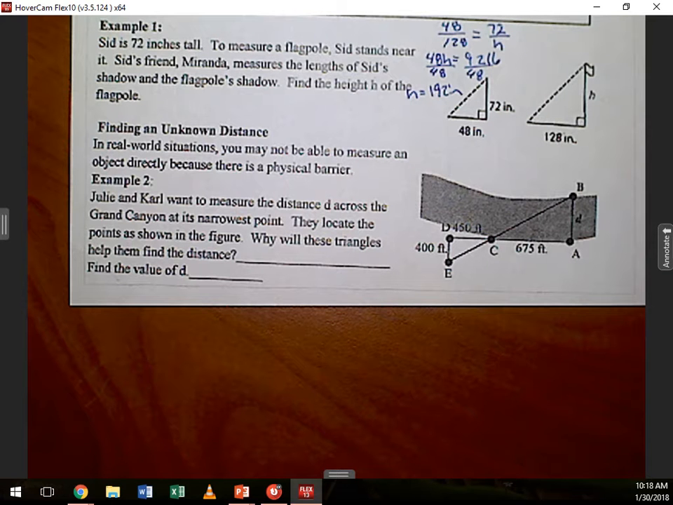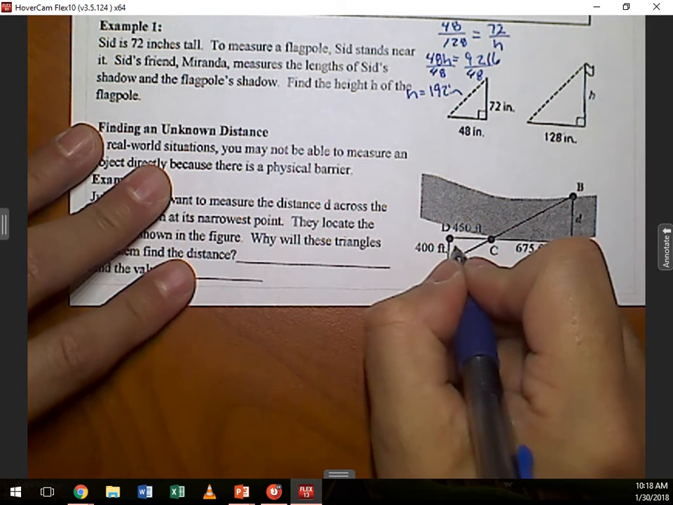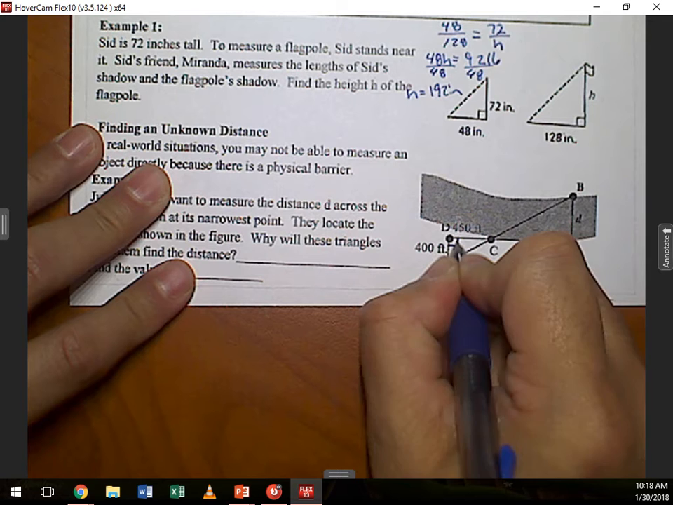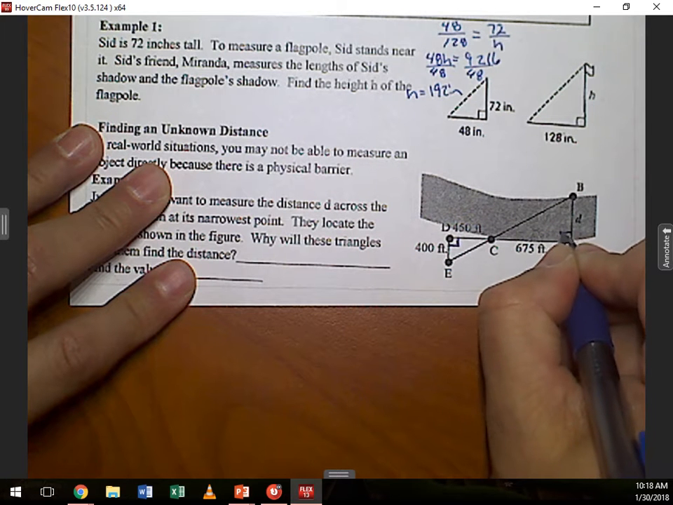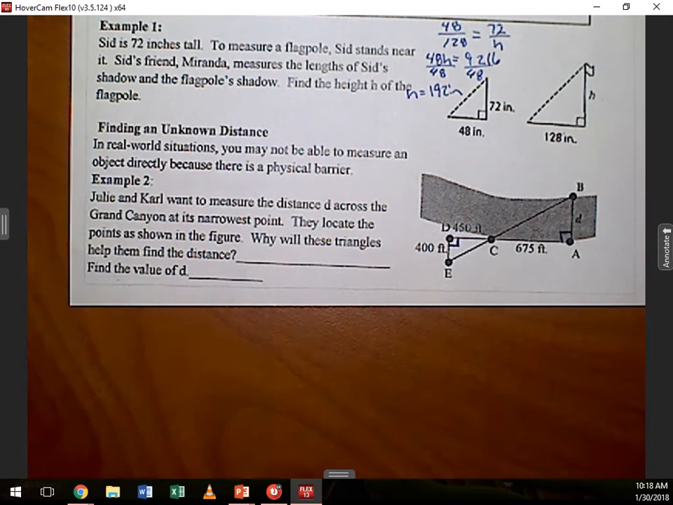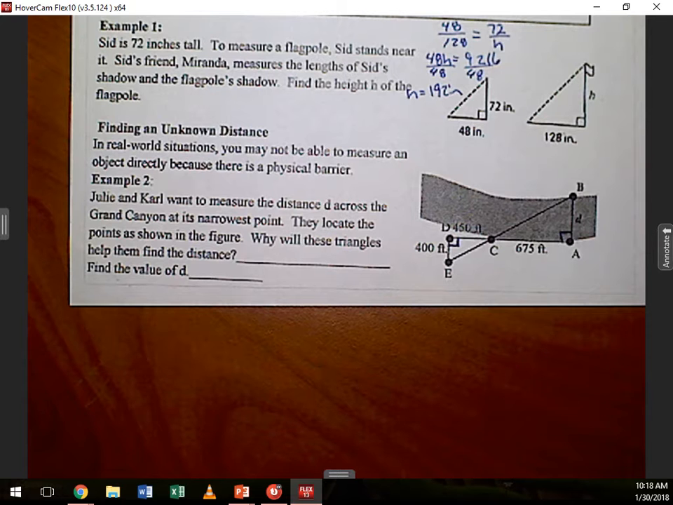Okay. Are we saying that these are going to be right triangles? Yes. Okay, so if they're right triangles, I'm going to put a right angle here, and I'm going to put a right angle here. Now, this is something that you have to recall. Do I have another pair of angles that are going to be congruent? Yes.